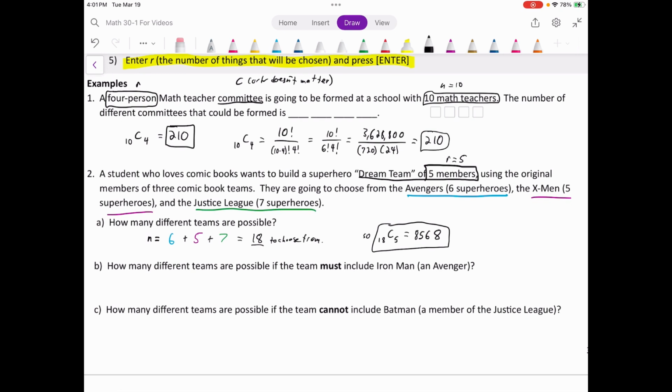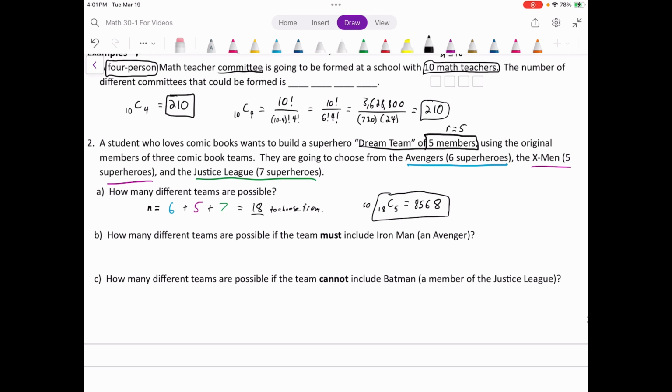Now some restrictions or conditions. How many different teams are possible if the team must include Iron Man, who is an Avenger? Like we did with permutations, think about the restrictions or conditions first. All that's really happening here is that one choice has been made for us. We want to put 5 members onto a team, but they've already given us one person who has to be on that team, and it's Iron Man. One spot is already filled.